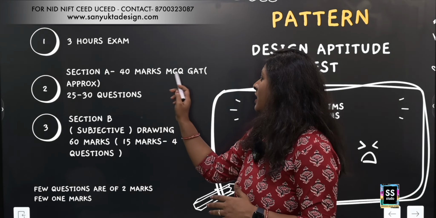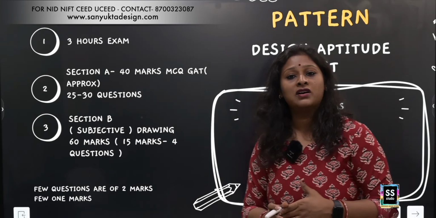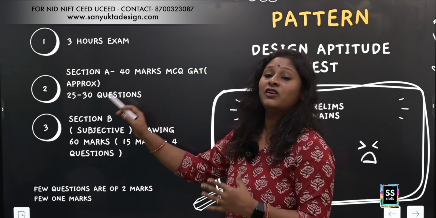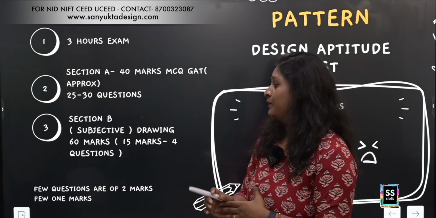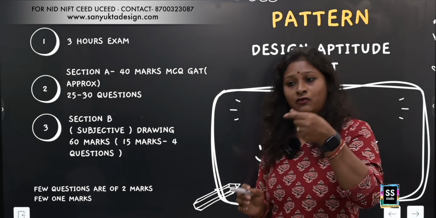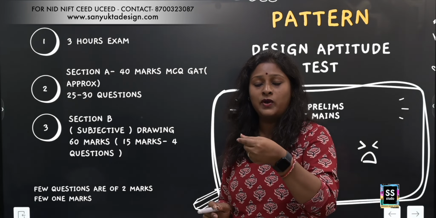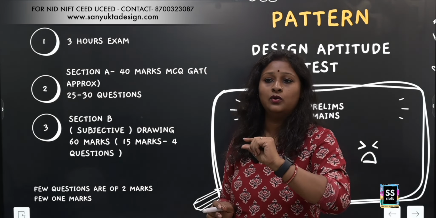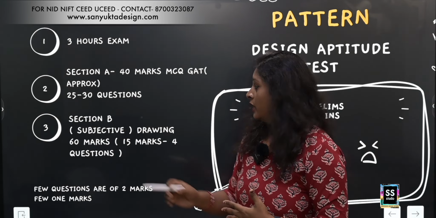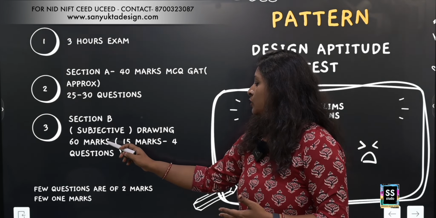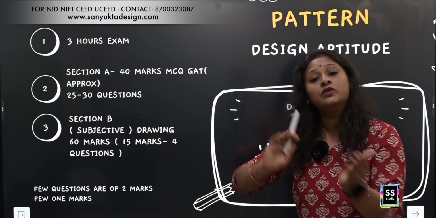So in section A, in MCQ, questions of 40 or 30 marks come, where there can be 25 to 30 questions. And then you come to section B, on the very same page and question paper you will get, on that only you will be solving the CAT questions also. In that you are going to get questions of 60 to 70 marks.